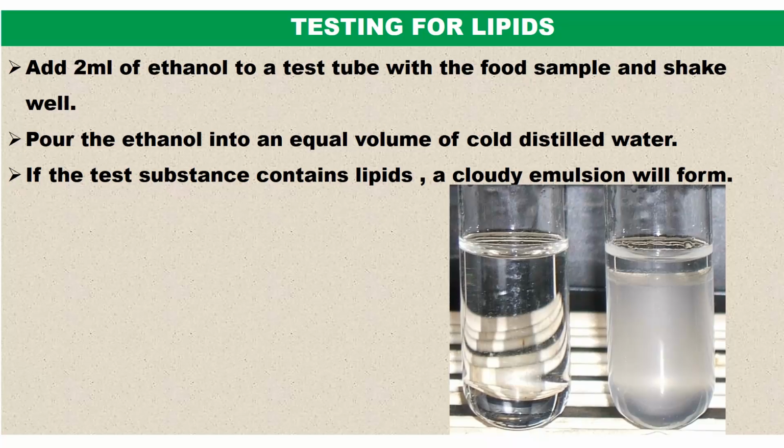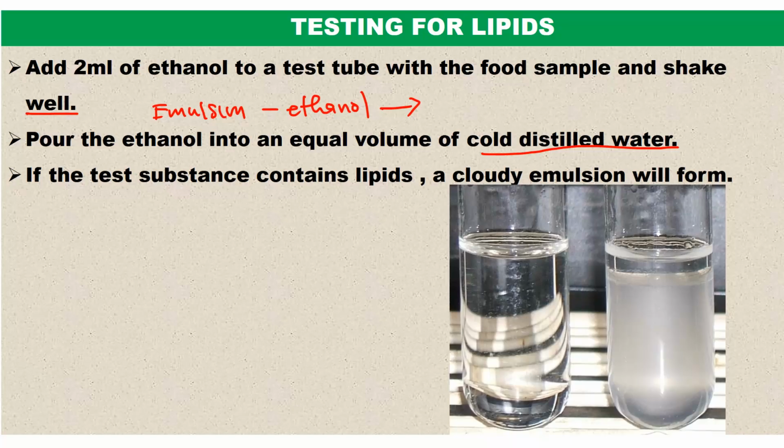Let us look at testing for fats. One of the popular tests for fats is what we call the emulsion test. In this emulsion test, you use alcohol, specifically ethanol. What happens? You add 2 ml of ethanol to the test tube with the food sample and shake well. Pour the ethanol into an equal volume of cold distilled water.